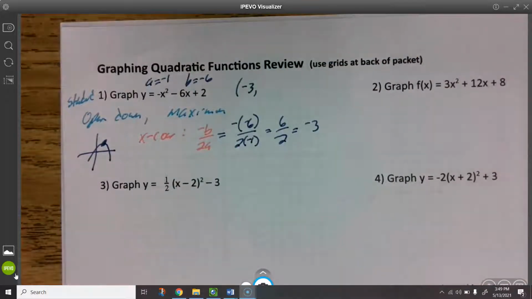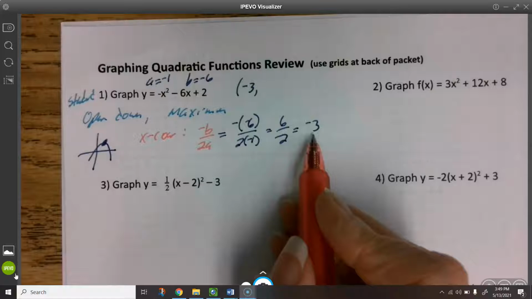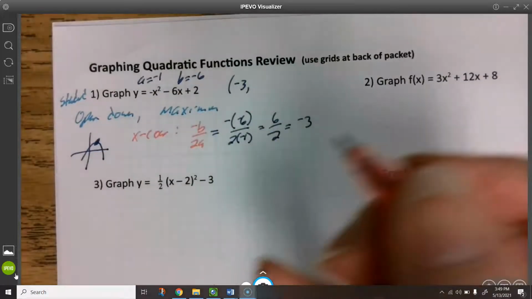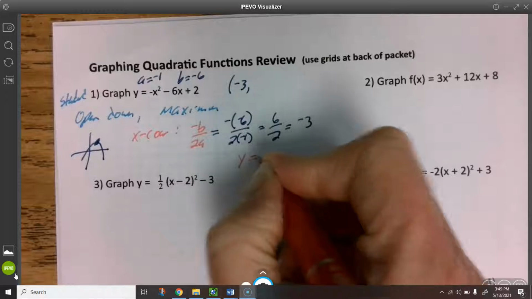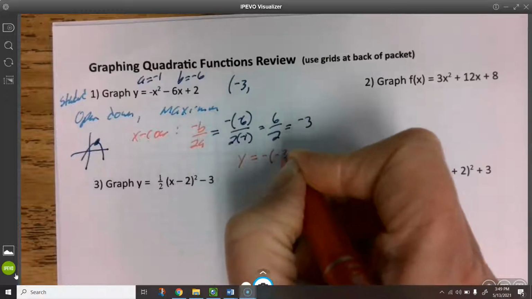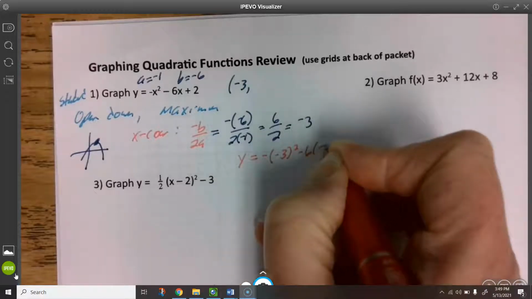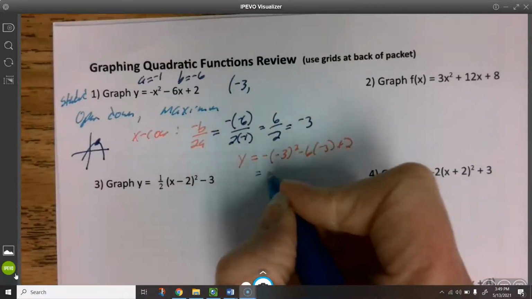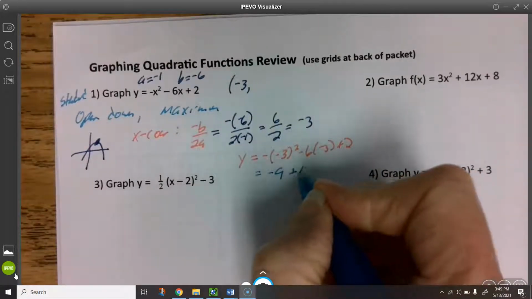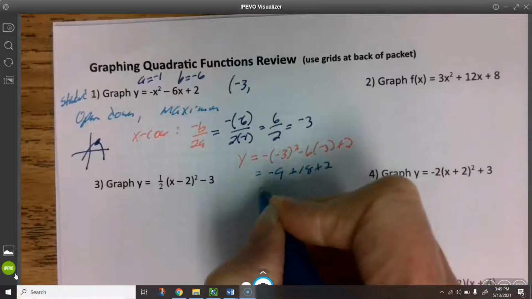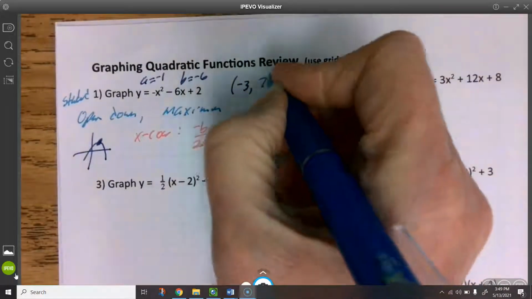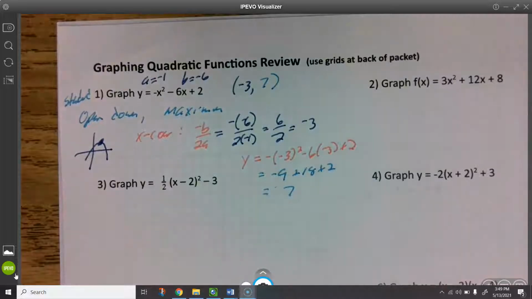Next thing I'm going to do is I need to find the y-coordinate. Well, if this is my x-coordinate, what do you think you do? Exactly, plug it in. So y is equal to negative 3 squared minus 6 times negative 3 plus 2. Pull out your calculator. This is going to be a negative 9 plus 18 plus 2, so that gives us 7. Hopefully I did that right. Okay. That's our vertex. Let's go to our grid now.